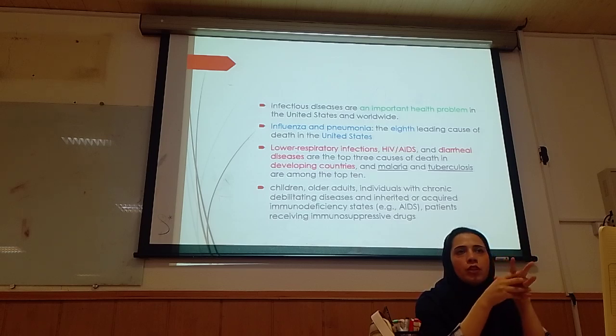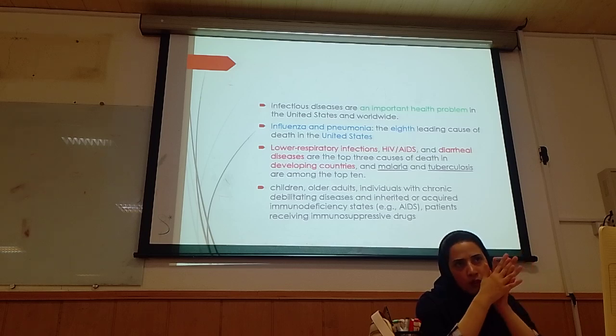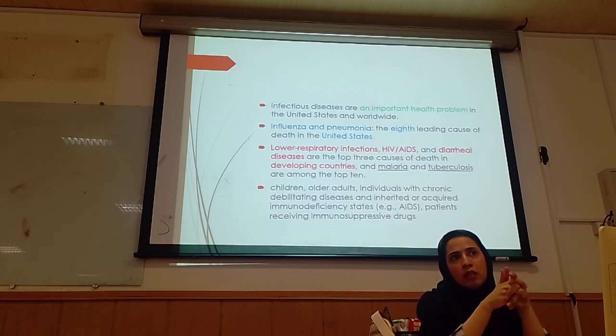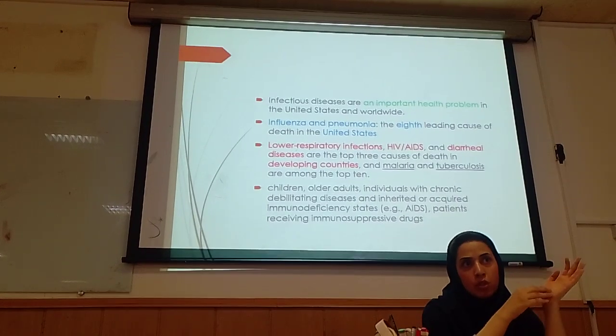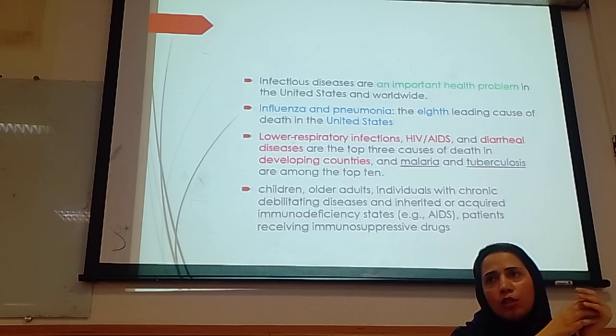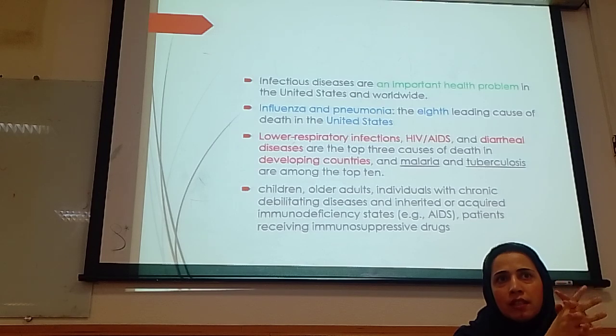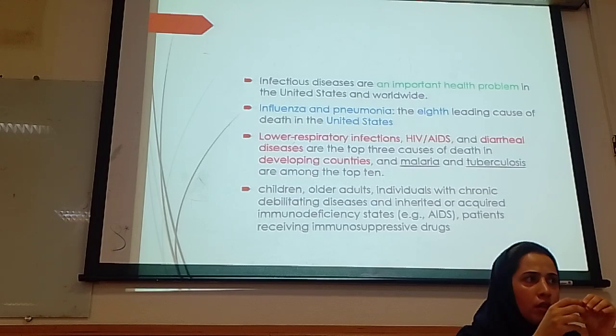What common infectious disorders are you familiar with? Tuberculosis. Tuberculosis in some parts of the world. We have cases in Iran, and they are mostly seen in immunodeficient patients. Do we have vaccination for tuberculosis? Yes. What is the name of the vaccine? BCG. You call it BCG.